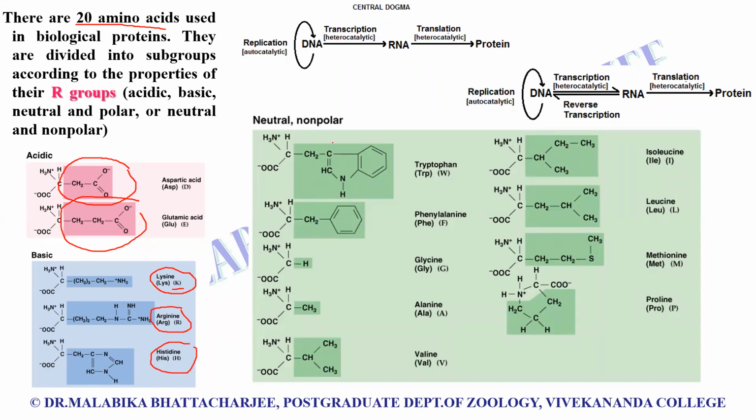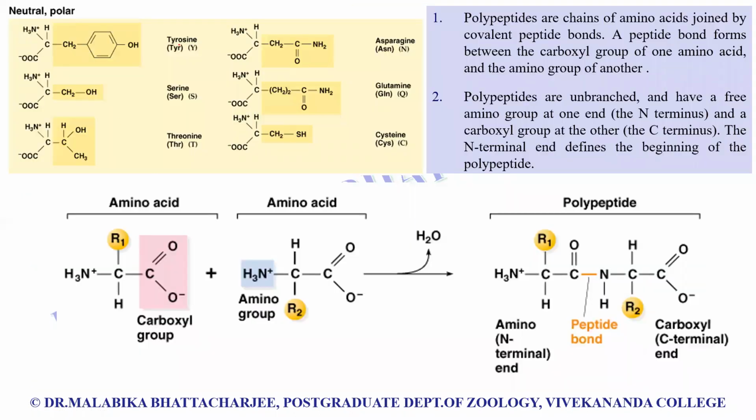Now we're coming to neutral non-polar, that includes tryptophan, phenylalanine, glycine, alanine, valine, isoleucine, leucine, methionine, and proline. And we have the neutral polar, which includes tyrosine, serine, threonine, asparagine, glutamine, cysteine. So these are the standard 20 amino acids found.